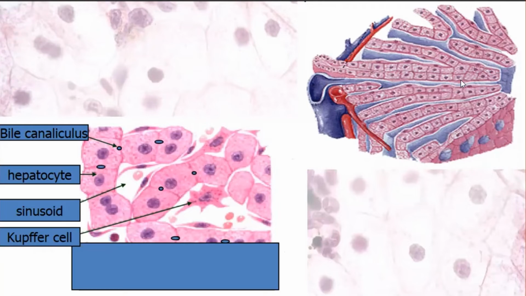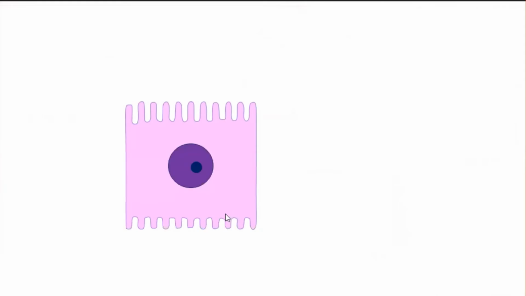and spaces filled with blood, they are sinusoids, which are opened into the central vein. Here we can see bile canaliculi between the hepatocytes, its hepatic plate, and we have here sinusoid, its Kupffer cell, and its base of sinusoid. And let's look what else cells are present in liver.